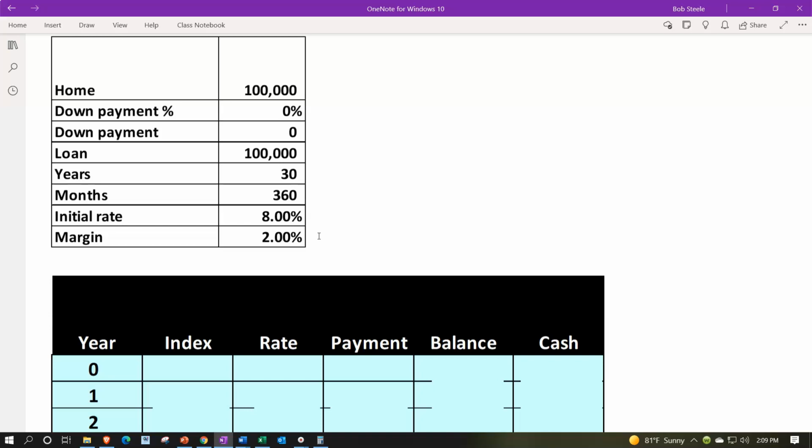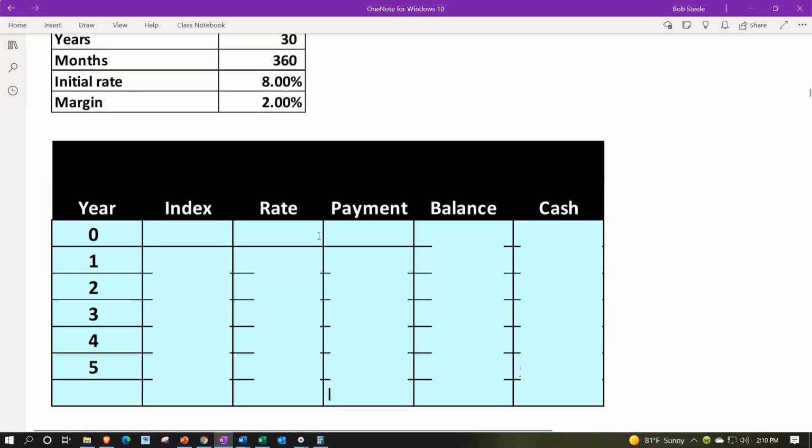The margin's going to be 2%. So whatever the index is, we're going to be saying that the rate is going to be 2% higher than the index. The index is basically going to be gauging what's going on in the market. We are basing then our rate off of the index, increasing it by 2%. We're not going to be applying any payment caps or any rate caps at this point. So that's going to be it.